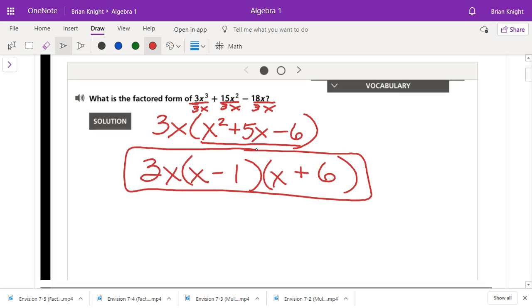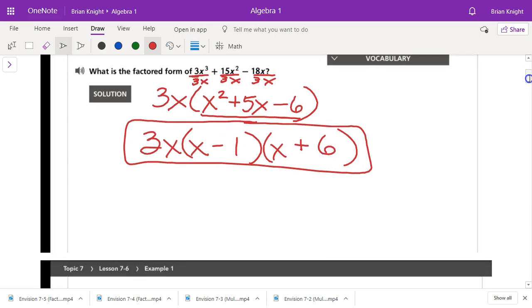Okay, so I'm jumping ahead here because you actually won't do much with cubics. But just so you know, the degree here was 3, right? That makes it a cubic. If the degree is 3, then you probably will have 3 factors. So 3x is a factor, x minus 1 is a factor, x plus 6 is a factor. If it's just a quadratic, degree 2, how many factors do you think you'll have? 2. Okay? That's the way it works.